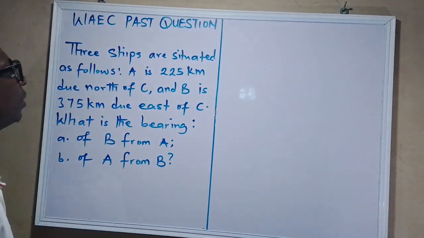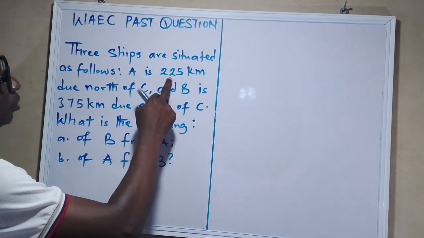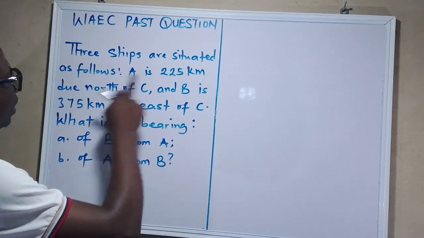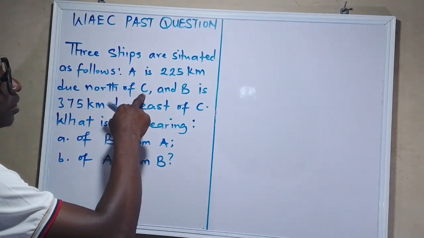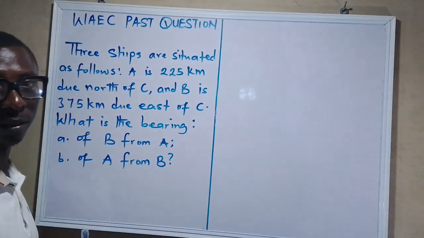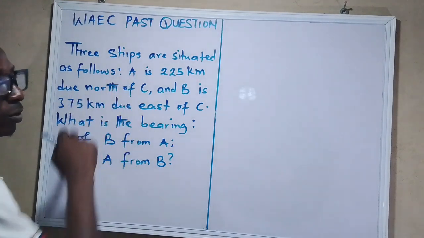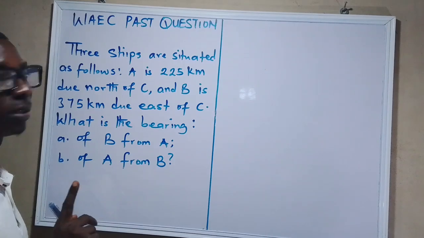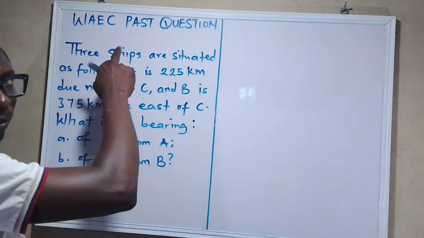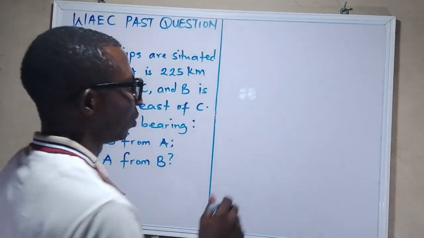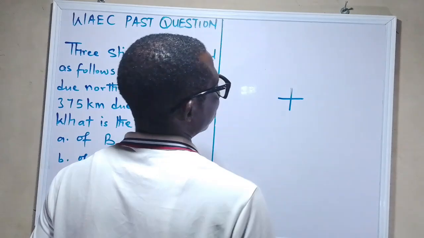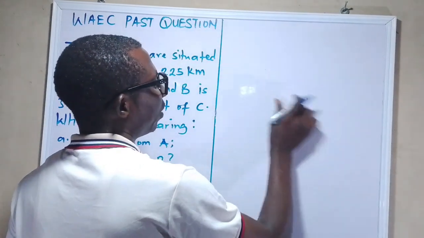Now, look at it. A is 225 km due north of C. If I don't know C, I cannot know the position of A. So that means C determines the position of A. So the first thing to locate is position C, because A will be at the north of C, right? So this is point C. Let's move it back here, point C.